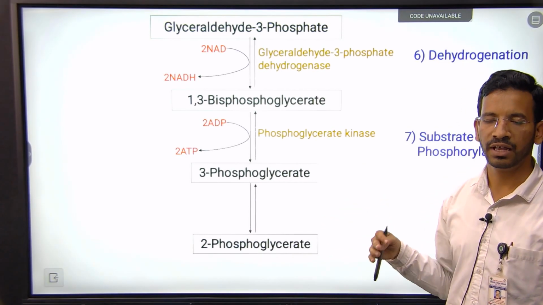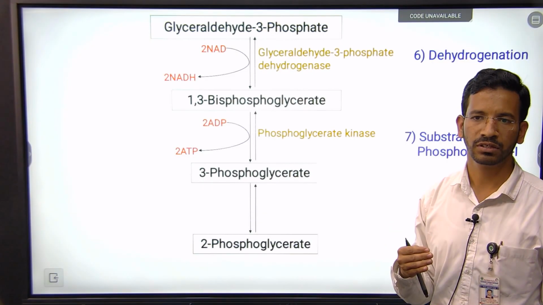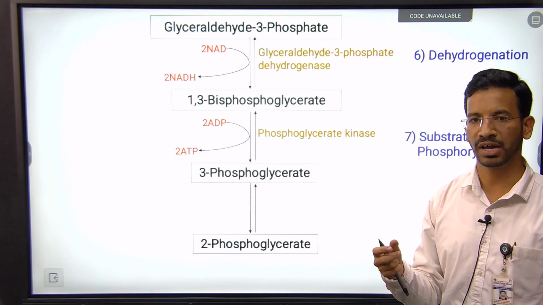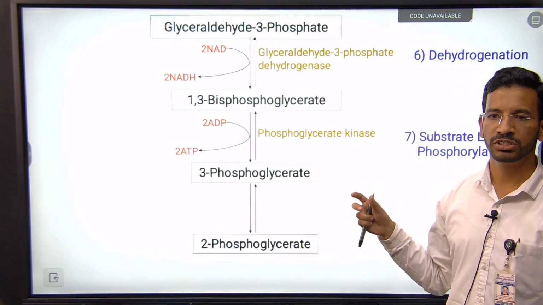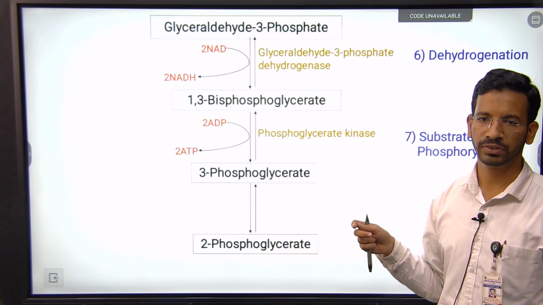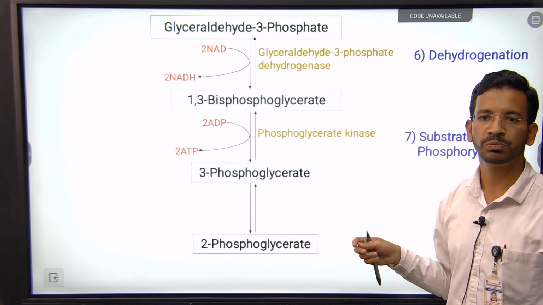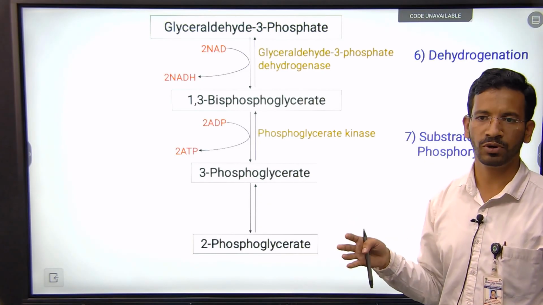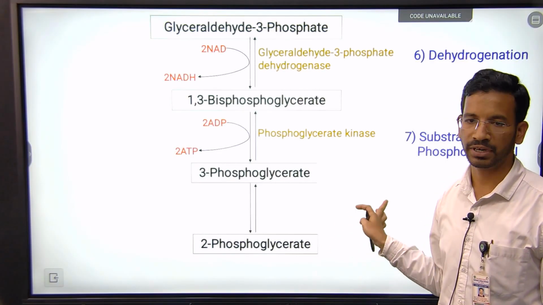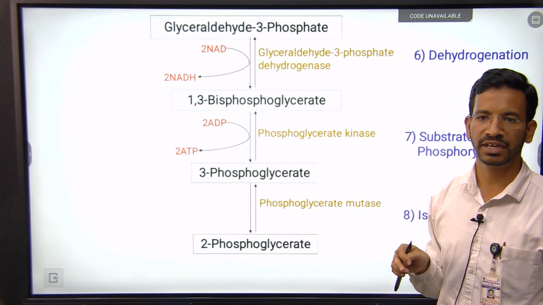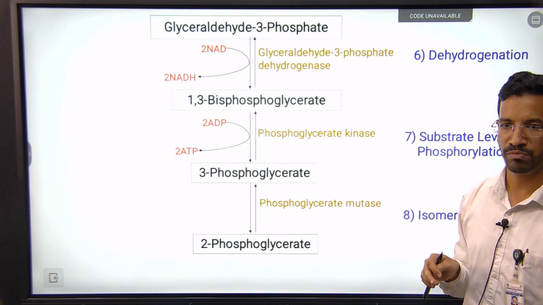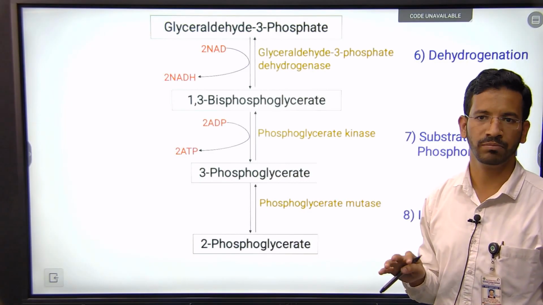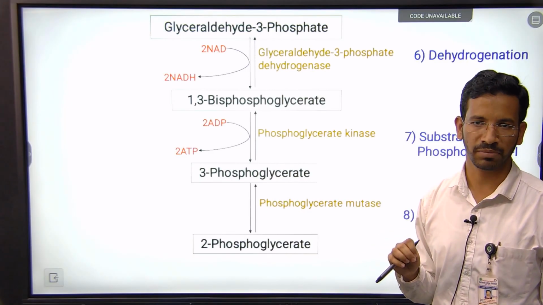The next reaction, the 8th step, is just movement of a phosphate group from the 3 number carbon to the 2 number carbon. So there is just a shift of the phosphate, and the compound formed is 2-phosphoglycerate. 3 नंबर कार्बन से निकल के फॉस्फेट जाता है 2 नंबर कार्बन के पास. The enzyme working in this reaction is phosphoglycerate mutase. The enzyme is typical, but the reaction is of isomerization because no molecular change is taking place.